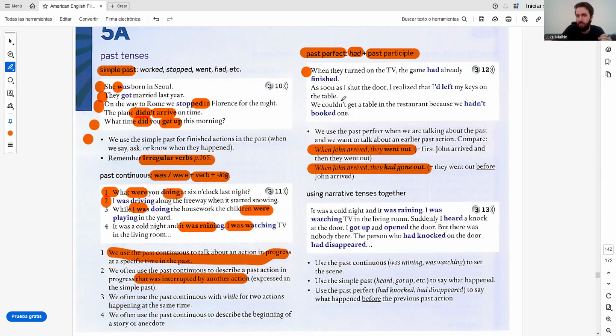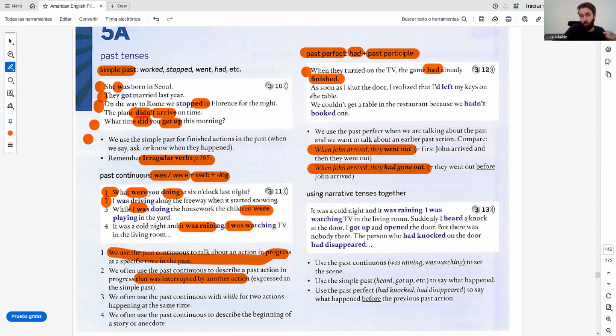Here's an example. When they turned on the TV, the game had already finished. First, the game finished, then they turned on the TV. But in my story, they turned on the TV and the game had already finished. Had is your auxiliary and finished is your past participle. But for regular verbs, the past participle and the past are the same, so just ed.